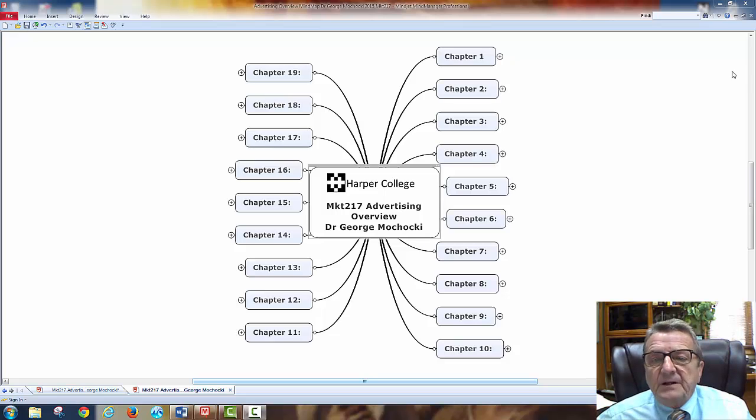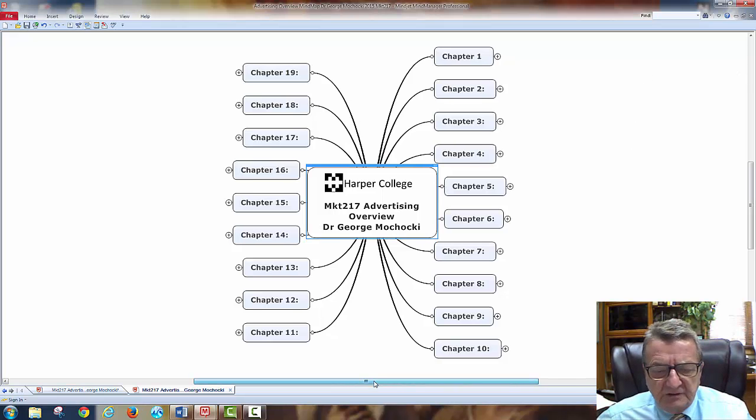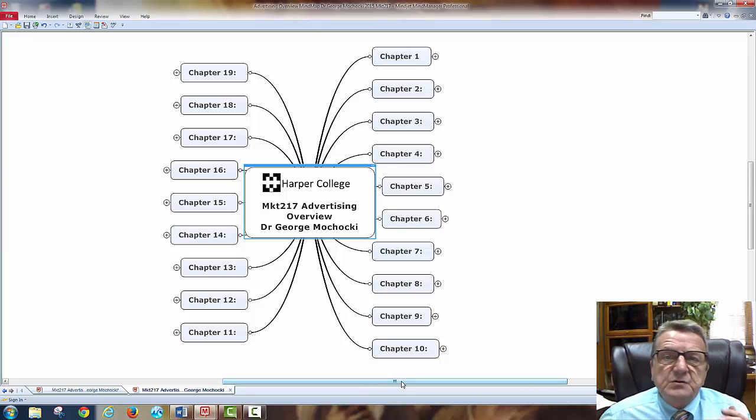Okay, so let's go by the chapters. There are 19 chapters. If you're taking me in a summer class or in a face-to-face, it's usually either 3 chapters a week or 2 chapters a week. So let's go to chapter 1. Chapter 1 is basically all about advertising. Advertising basically is publication. How do I advertise?